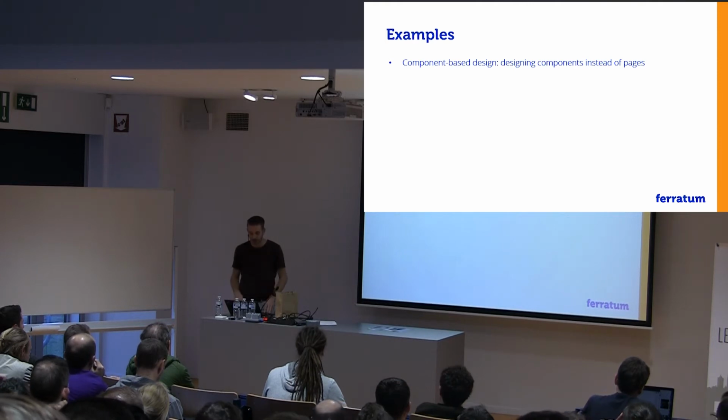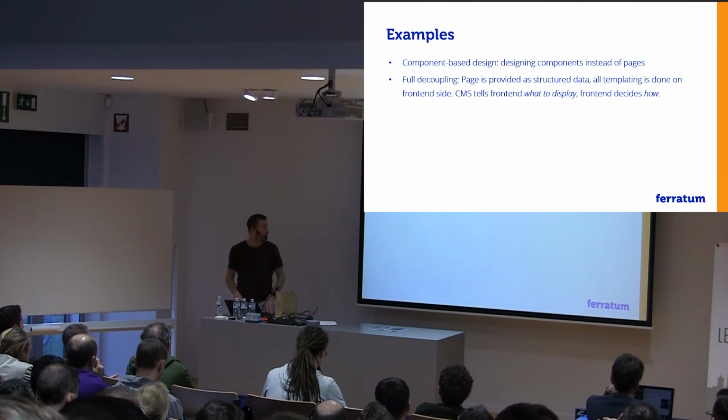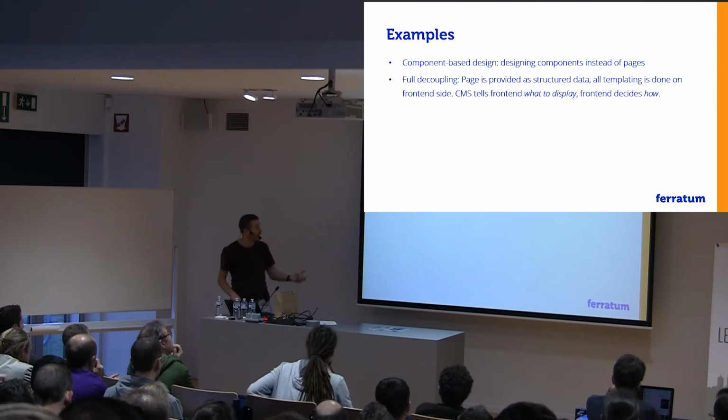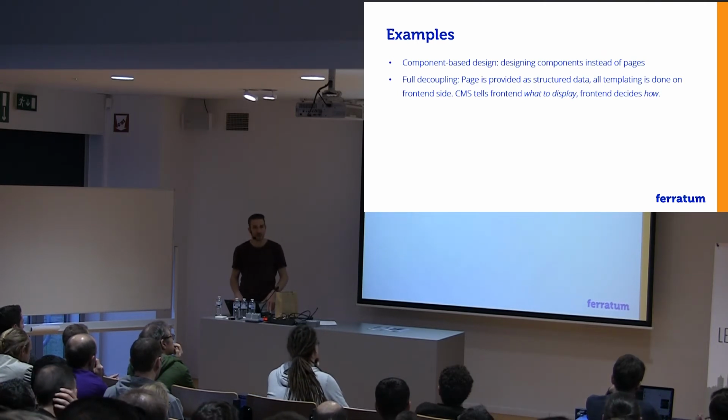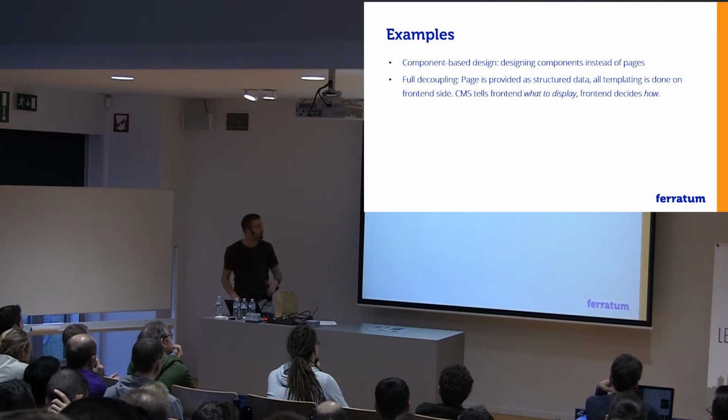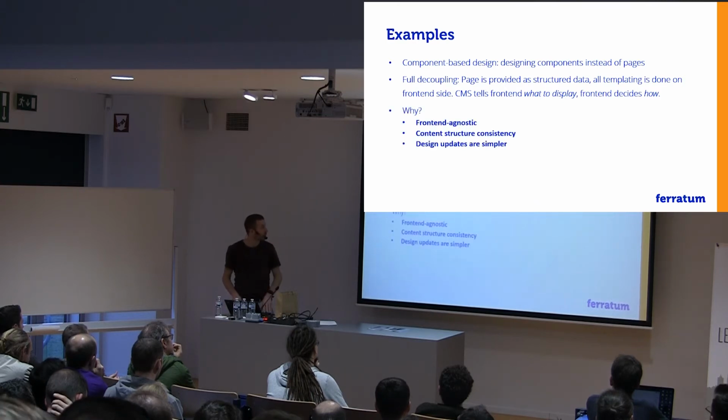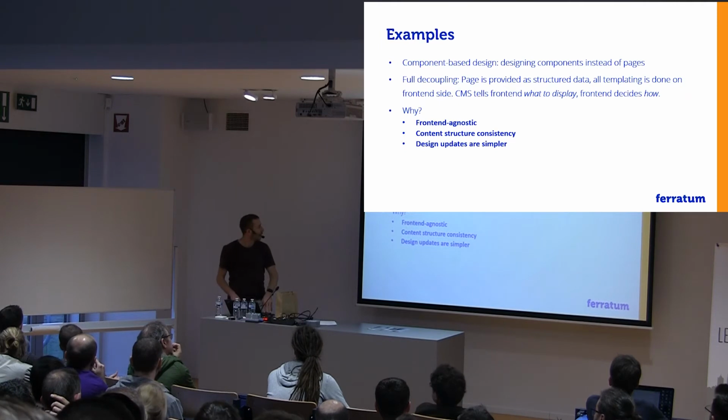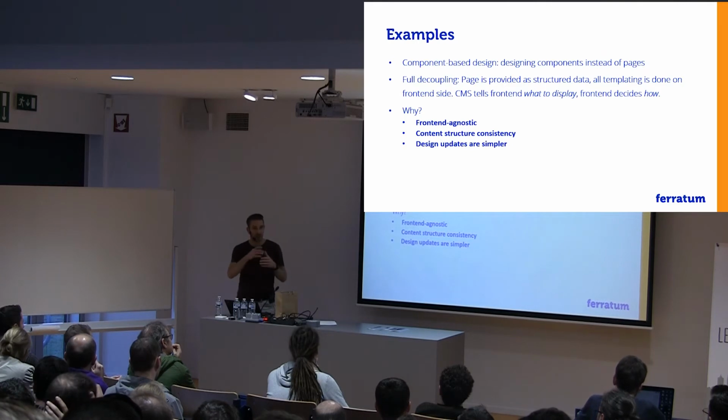It's basically all built around paragraphs. As I said, we are doing full decoupling, so the page is just provided as structured data. It doesn't really contain any HTML, aside from some headings and things like this, but definitely not user customizable stuff. So basically the CMS tells what to display and the front end handles the how. Cool. So why are we doing it? Again, it is front-end agnostic, so different front ends can display the data in various ways.